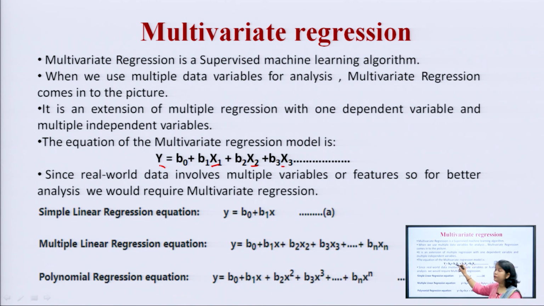These are the independent variables, and on the basis of these independent variables you will take the decision and give the output, that means the y will be shown. Since real world data involves multiple variables or features, for better analysis we would require multivariate regression. Okay. So, you should not be confused in that.